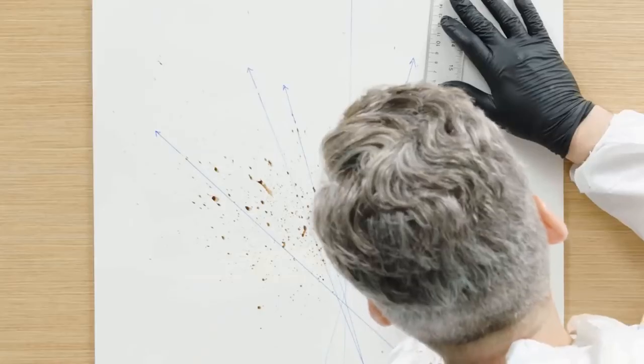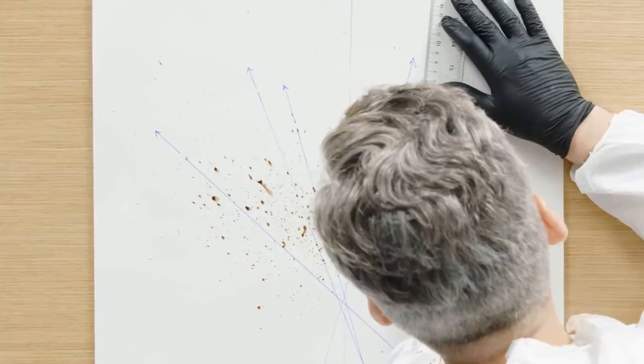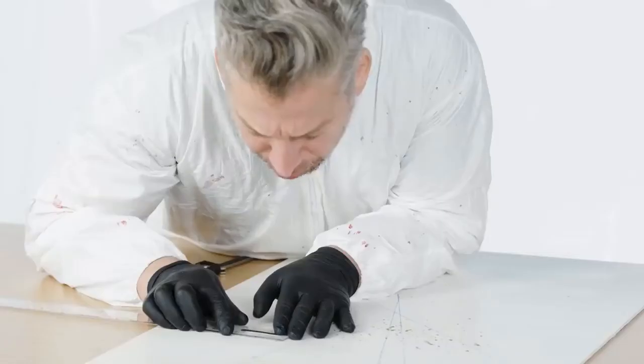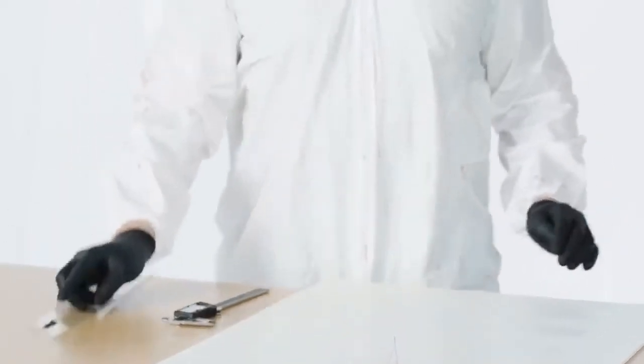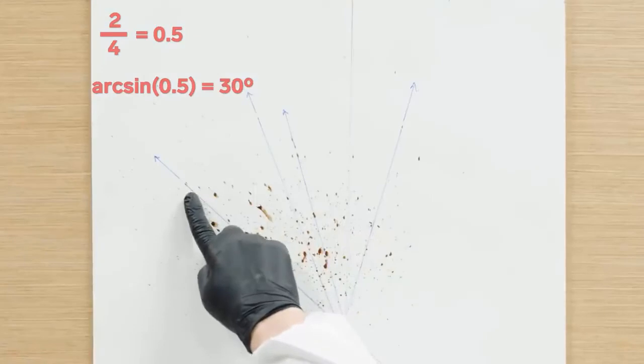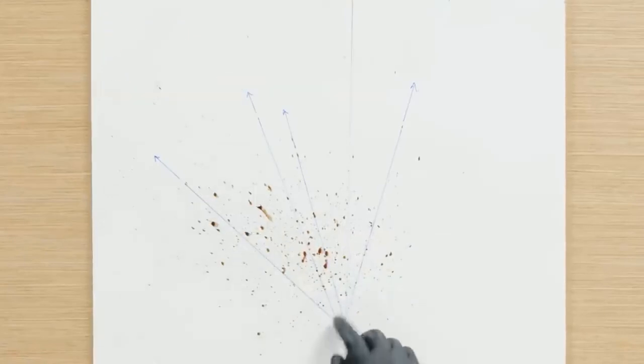If you had a regular ruler, you would just have to round up to the closest millimeter. So in this case, this stain is 4 millimeters. And then we measure the width of it. It is 2 millimeters. So we would divide 4 into 2, which gives us 0.5. And the arc sine of 0.5 is 30 degrees. And we can see it's basically at the same distance from our center, but just on the other side.